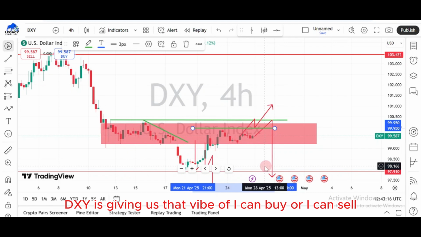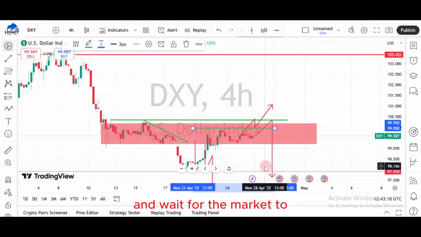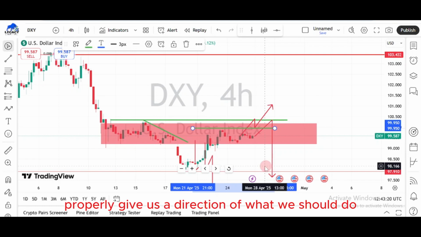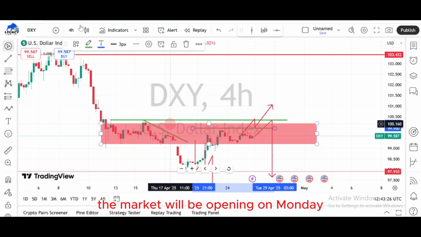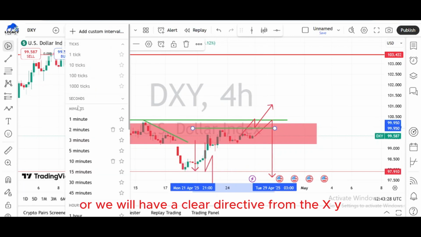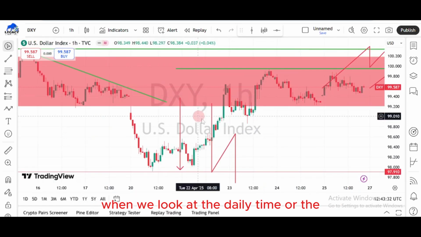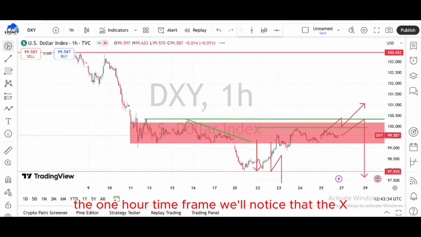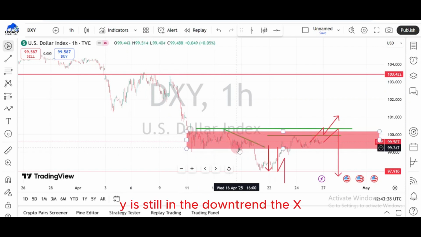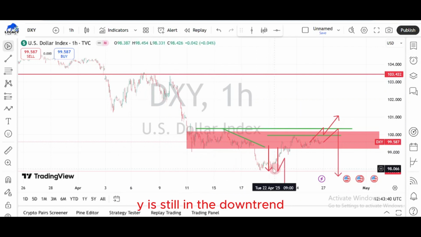So we need to be patient and wait for the market to properly give us a direction of what we should do, and we hope that by the time the market opens on Monday, we will have a clear directive from the DXY. When we look at the daily or the 1 hour time frame, we'll notice that the DXY is still in a downtrend.